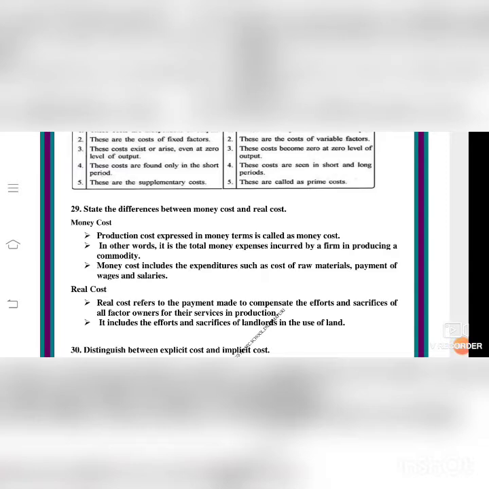In other words, it is the total money expenses incurred by a firm in producing a commodity. When a production is made, what are the expenses? As I told you, wages are given to the labor, interest to the capital, rent for the building or the industry, and the electricity bill is paid. All these are expenses for the producer. Money cost includes the expenditures such as cost of raw materials, payment of wages and salaries. I explained this to you.